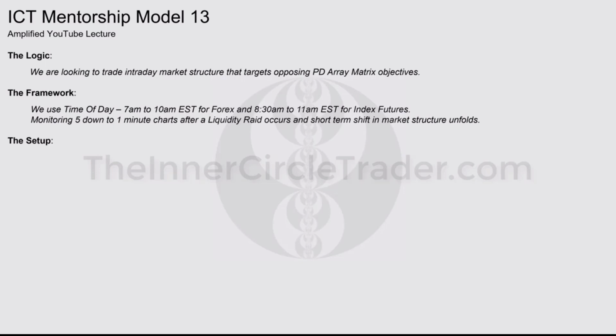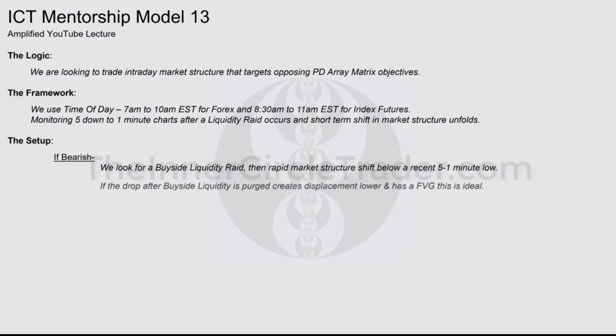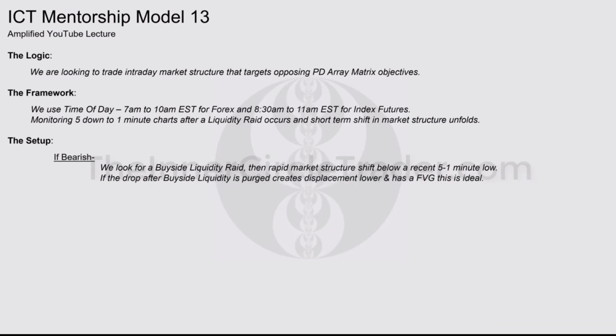The setup. If we're bearish, we look for a buy-side liquidity raid. That means buy side is taken and purged. Okay, we're bearish. We want to see relative equal highs or a single high taken, run out. Okay, price quickly jumps up into it. Once it takes that buy side, then we're waiting to see a rapid market structure shift below a recent 5 or down to 1 minute chart low. That's displacement. If the drop after buy side liquidity is purged creates displacement lower and has a fair value gap, this is ideal.